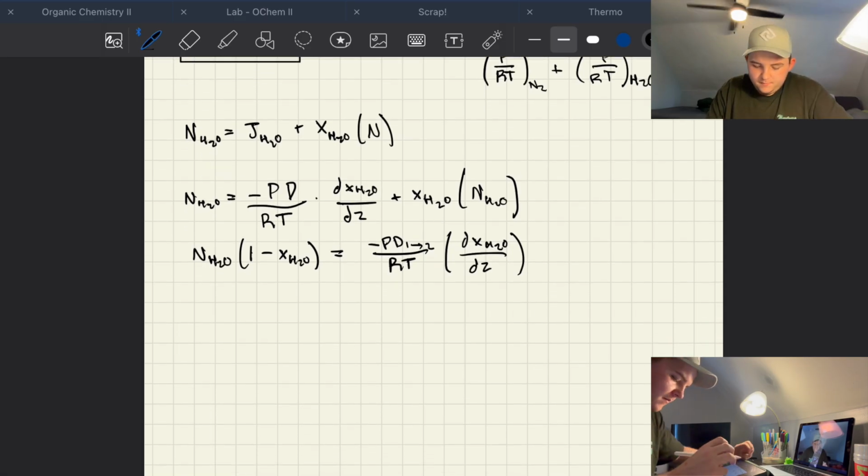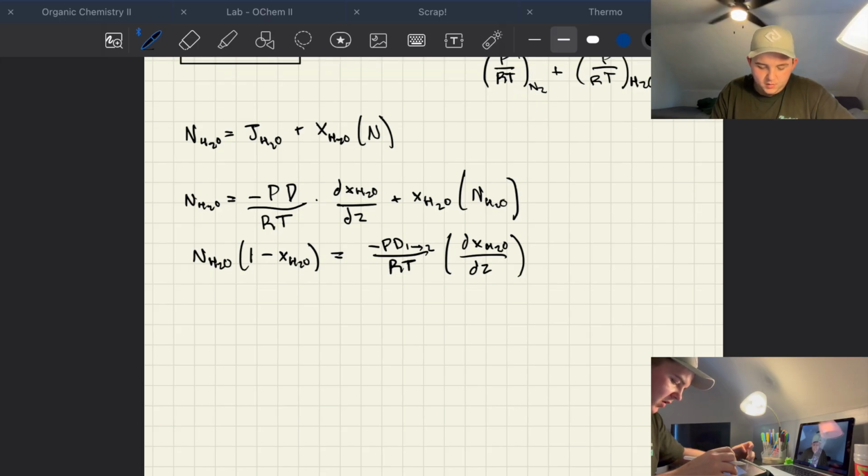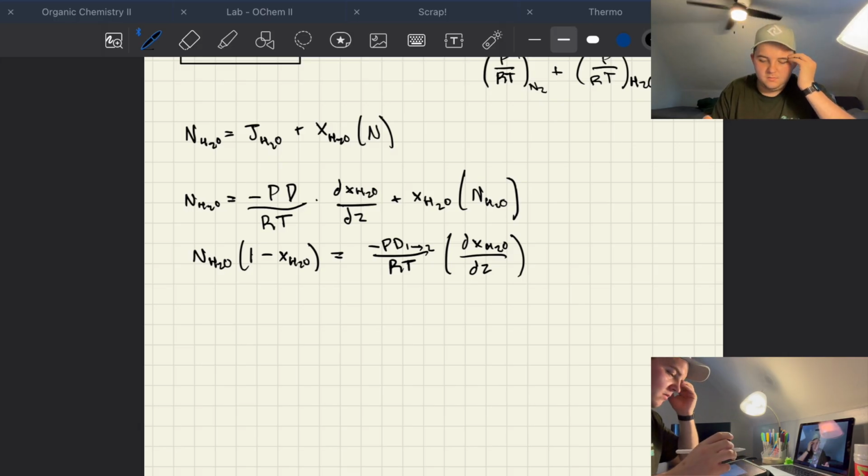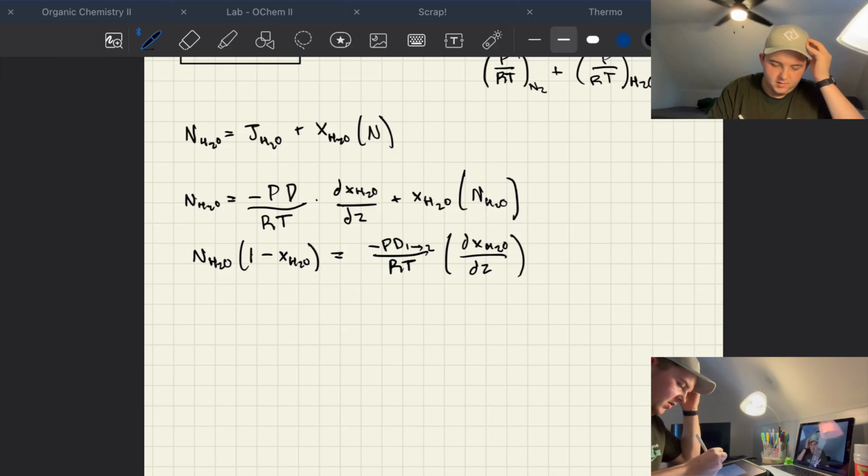That looks right, yeah. And then what we're going to want to do now is, we're going to want dz on the left side. So let's get dz on the left side. Sorry, I had to think for a second there.